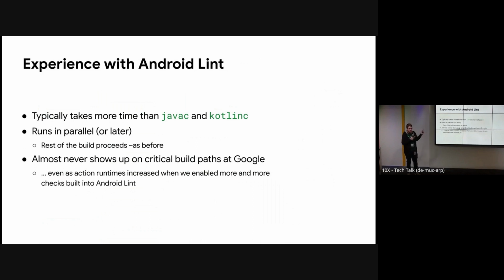So our experience with Android Lint internally, again, this is an action that typically takes longer to run than javac or kotlinc, is that we don't really ever see this in the critical paths internally. The rest of the build pretty much acts as it does usually.